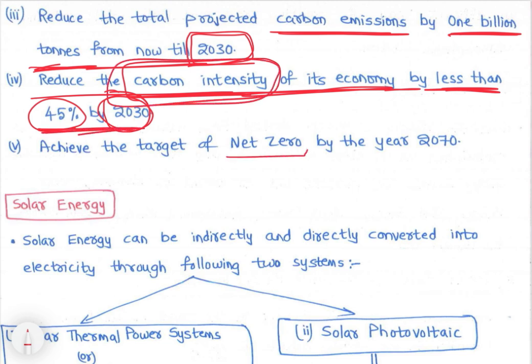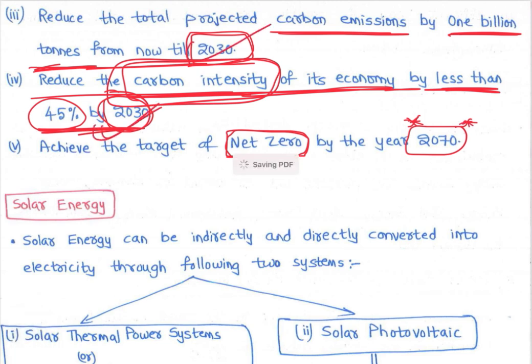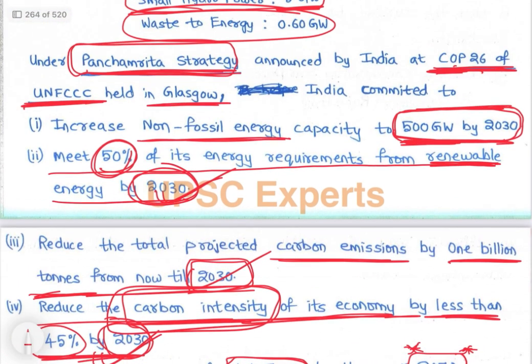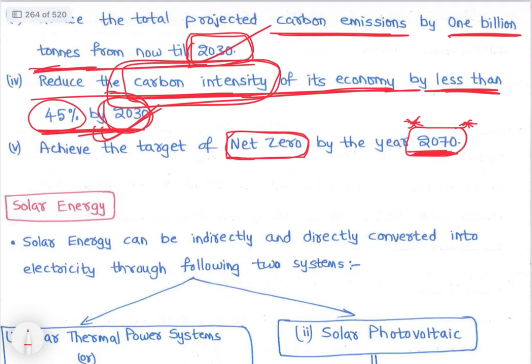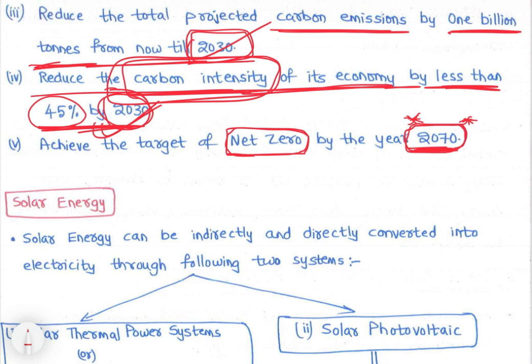Then achieve the target of net zero, that is, overall zero emission, by 2070. Here the year is important; everything else is by 2030. This net zero is by 2070. They can ask about the Panchamrit five things, or any few of them, at any time. So remember carbon neutrality by 2070. They may give 2030 or 2050, but net neutrality has to be achieved by 2070. That is the target.